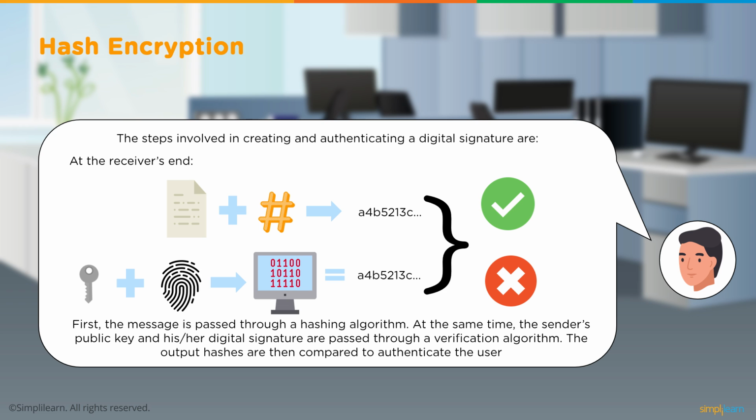authenticity of the sender. Now at the receiver's end, first the message is passed through a hashing algorithm. At the same time, the sender's public key and his or her digital signature are passed through a verification algorithm. Now both the functions will generate a hash. If both the hashes are compared and if they match, then the transaction and the identity of the sender is approved. Otherwise, it is rejected. So basically, this is the process of comparing the hash values to authenticate the identity of the sender.